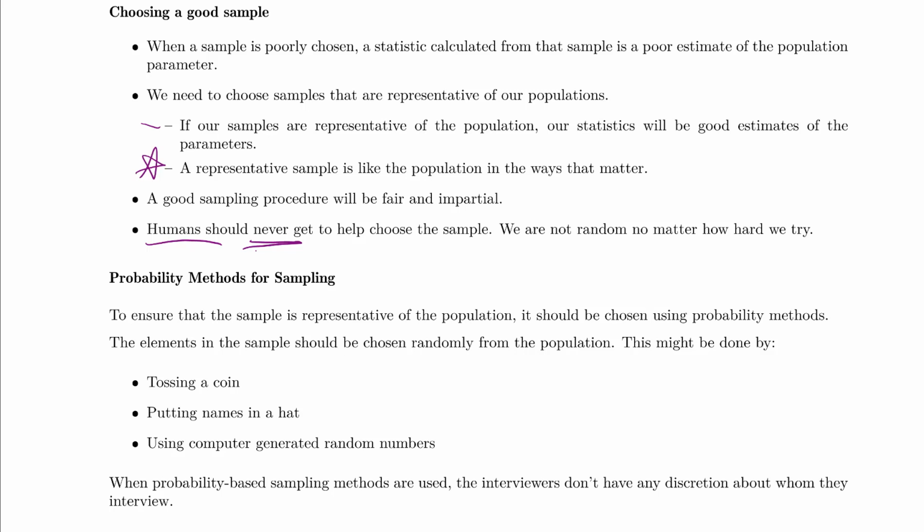Here are a few different things called probability methods for sampling. To make sure that our sample is representative of the population, it should be chosen using probability methods. That means the elements in the sample should be chosen randomly from the population. You could do it randomly by tossing a coin, or putting names in a hat and shuffling really, really well. You could use computer-generated random numbers. When probability-based sampling methods are used, the interviewers don't have any discretion about who they interview. So again, we want no human choice.